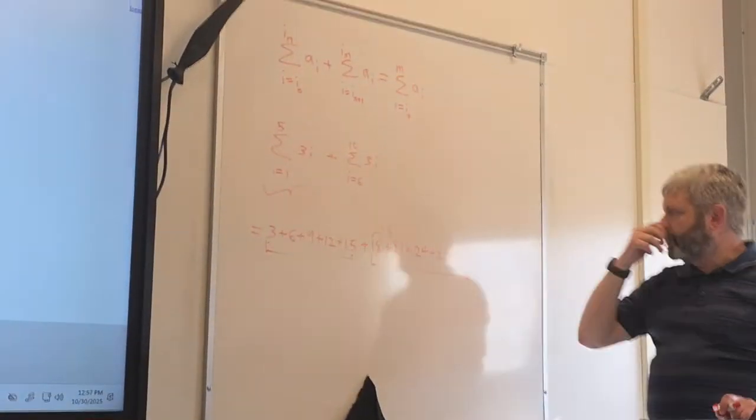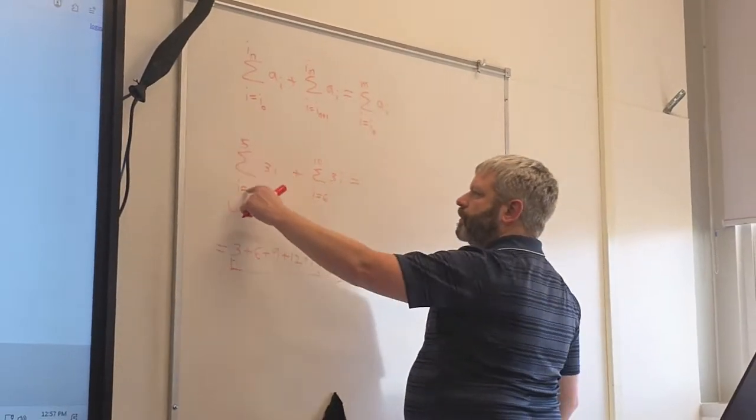This much is my first sum, and then this much, 18, 21, 24, 27, 30, that's my second sum, right? That's this. It's all that, because I started with i equals 6, multiplied by 3, 18. Bump that up by 1 to 7, multiplied by 3, I get 21. Bump it up one more to 8, multiplied by 3, 24, and so on.